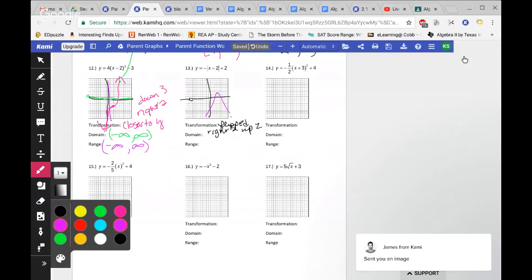All right, now what's our domain and range? Negative infinity to infinity. Good job. And then the range? 2 to negative infinity. Good job. Awesome.